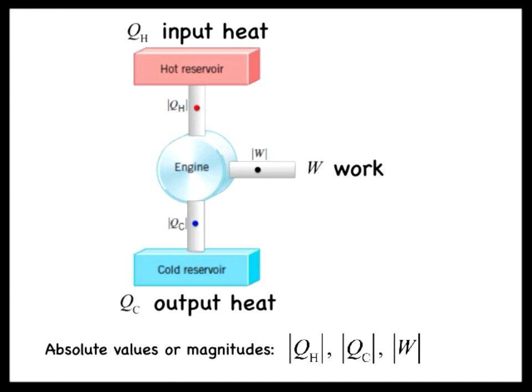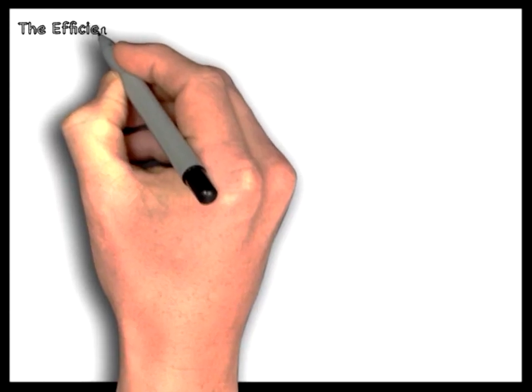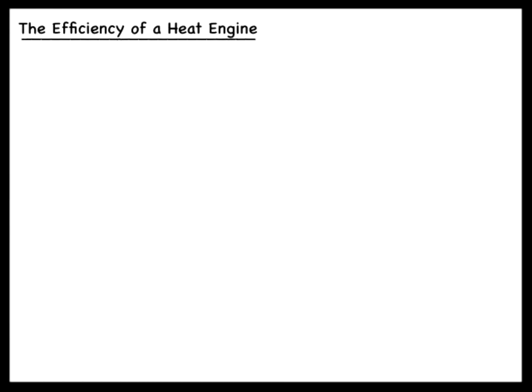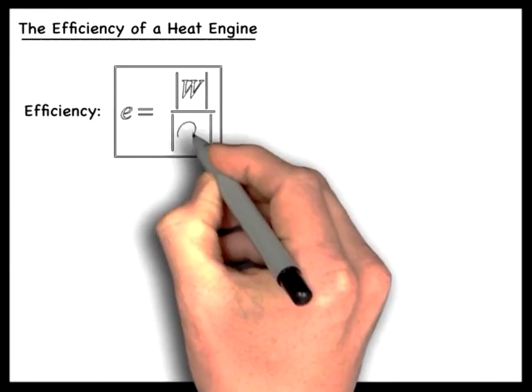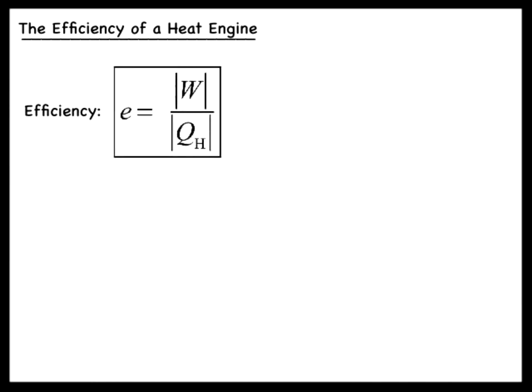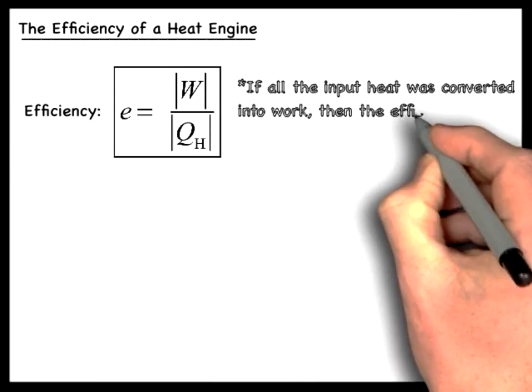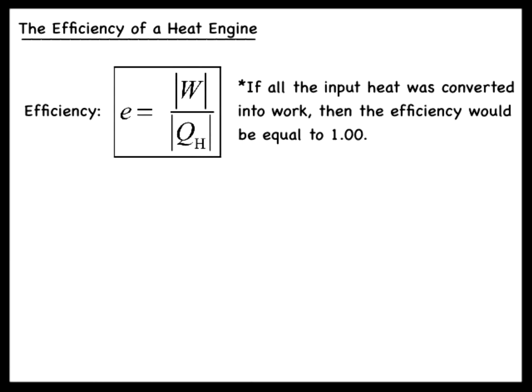If you were to design a heat engine, you would probably want to make it as efficient as possible. This means the engine would convert as much of its input heat into useful work as it could. Therefore, the efficiency E of an engine is defined as the ratio of the magnitude of the work done by the engine to the magnitude of the input heat. Notice that if all of the input heat was converted into work, then the efficiency of the engine would be 1.00. A heat engine's efficiency is often quoted as a percentage, which is found by multiplying the efficiency E by 100%. Thus, an engine with E equals 1.00 would be 100% efficient.